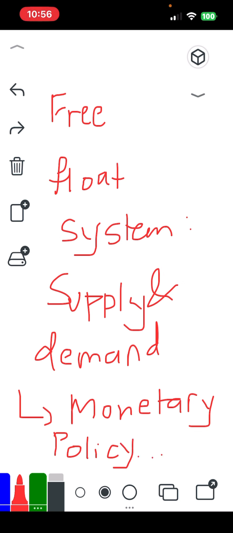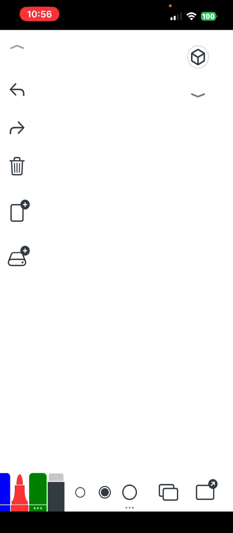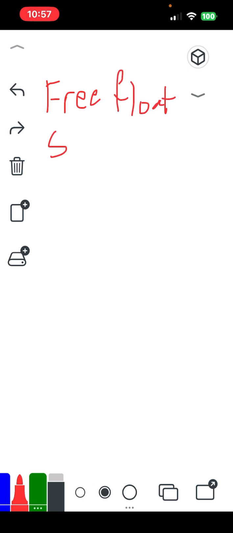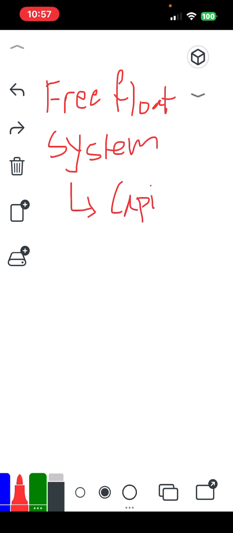Apart from this monetary discretionary policy, you also have capital mobility when it comes to your free float system. There is definitely capital mobility.